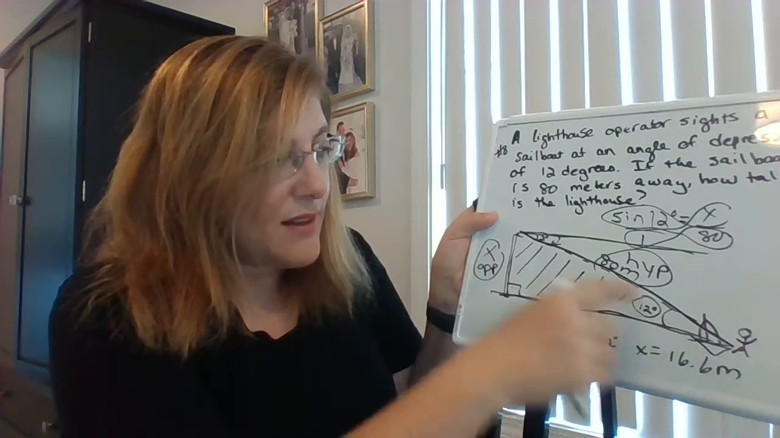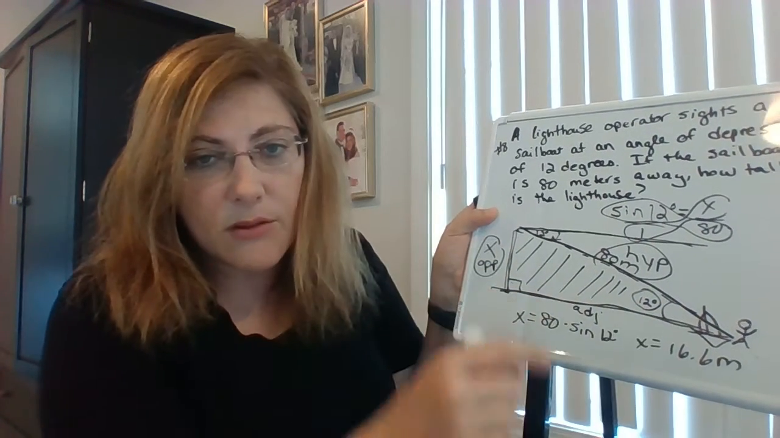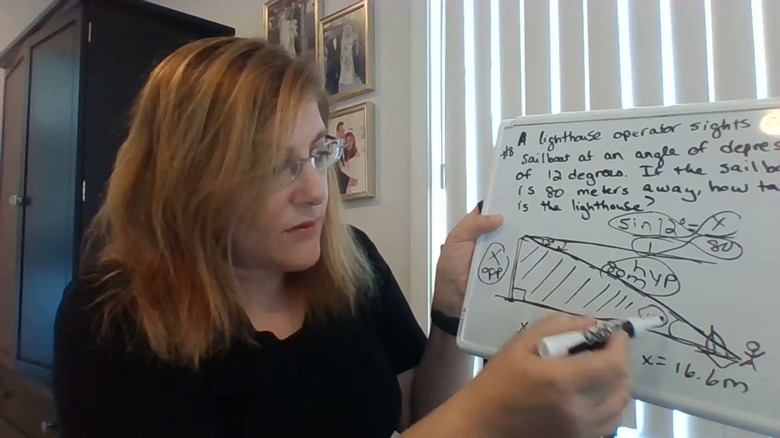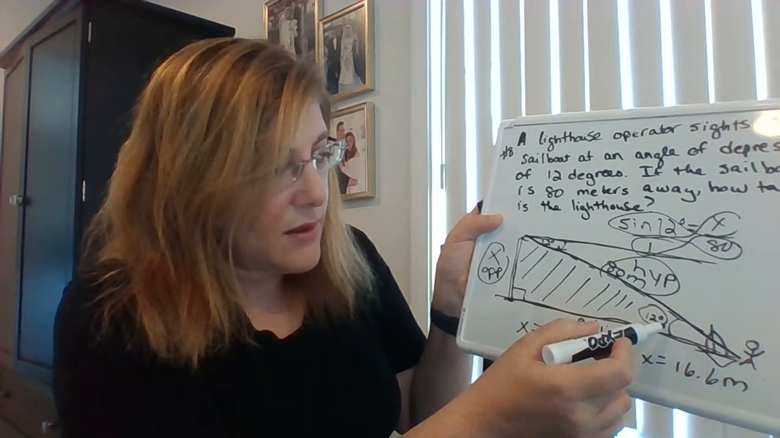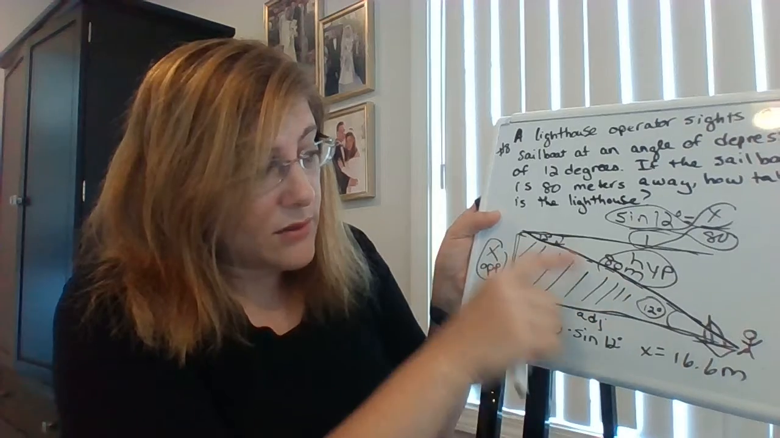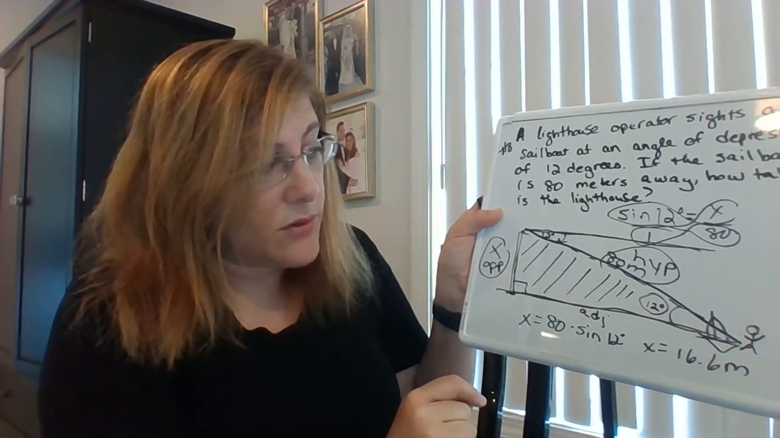It's important that you recognize the alternate interior angles because the angle of depression in some of these problems is not going to end up in our actual triangle. So it's going to be outside of it, like here. So you'll have to find the corresponding angle inside the triangle. You need to recognize alternate interior angles.